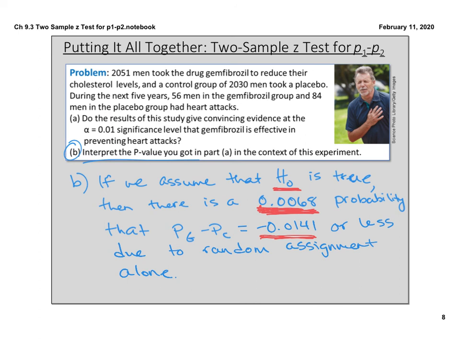Okay, so it's an interesting interpretation, but you have to assume the null is true, state the probability, which is your p-value, and talk about the sampling result due to random assignment alone. And in this case, the sampling result of PG minus PC was negative 0.0141.